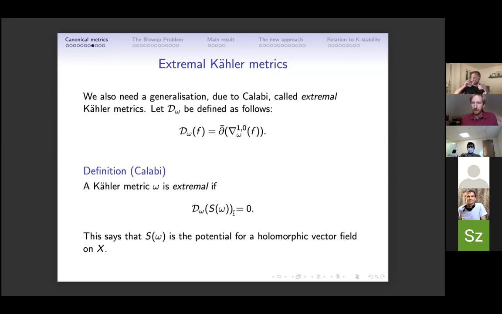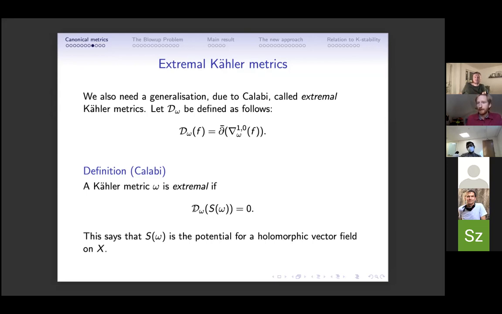So did he even produce examples of classes which don't admit constant scalar curvature metrics when he... Yes. So the first example of something like this that he produced, he produced explicit examples of manifolds admitting these metrics, namely Hirzebruch surfaces. So on Hirzebruch surfaces that are not P1 times P1, you can't have constant scalar curvature metrics, but he produced extremal metrics in all Kähler classes on those manifolds. So they admit extremal metrics, but not constant scalar curvature metrics.